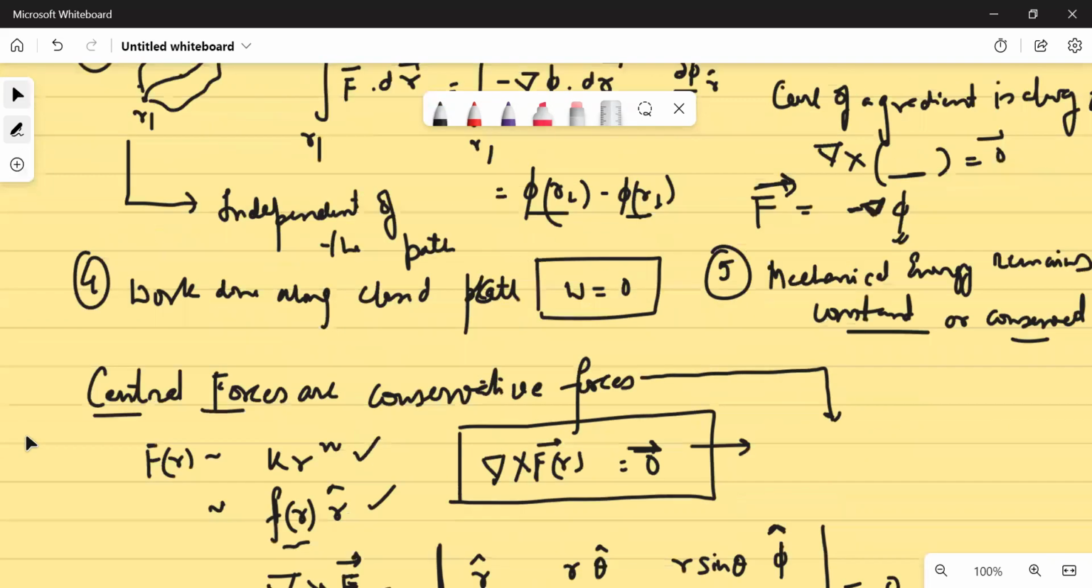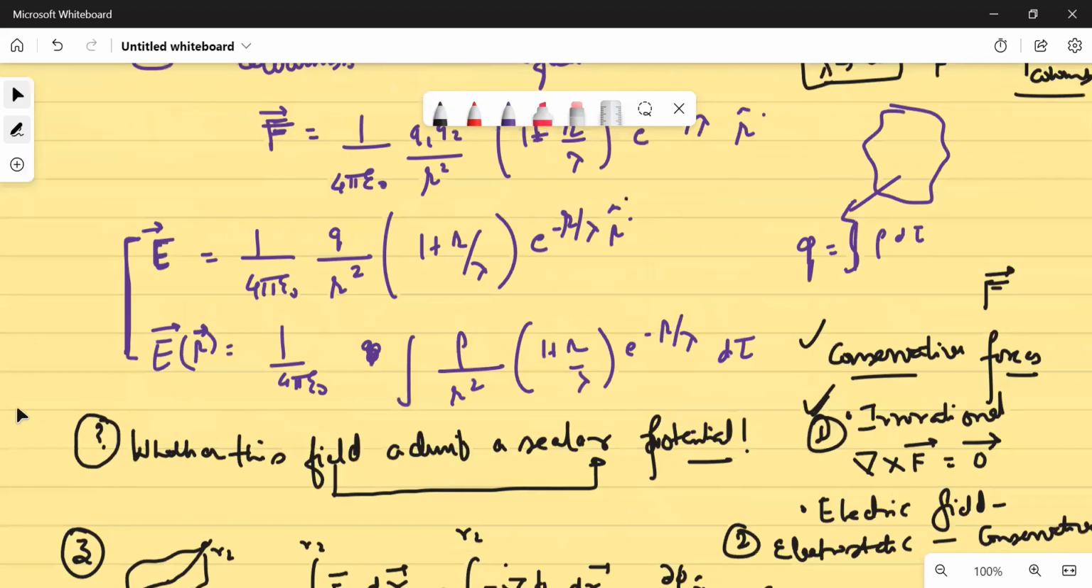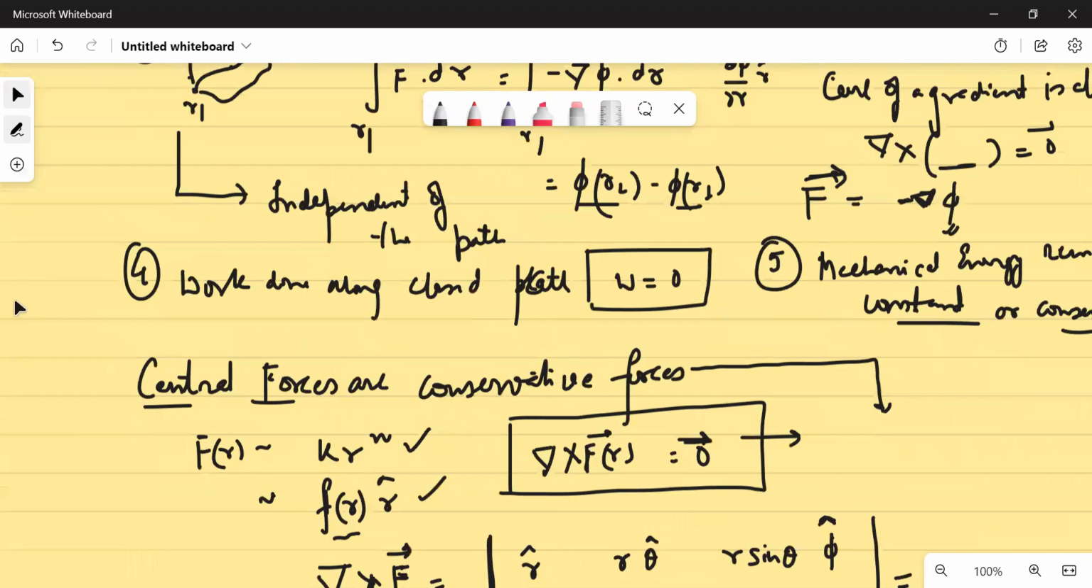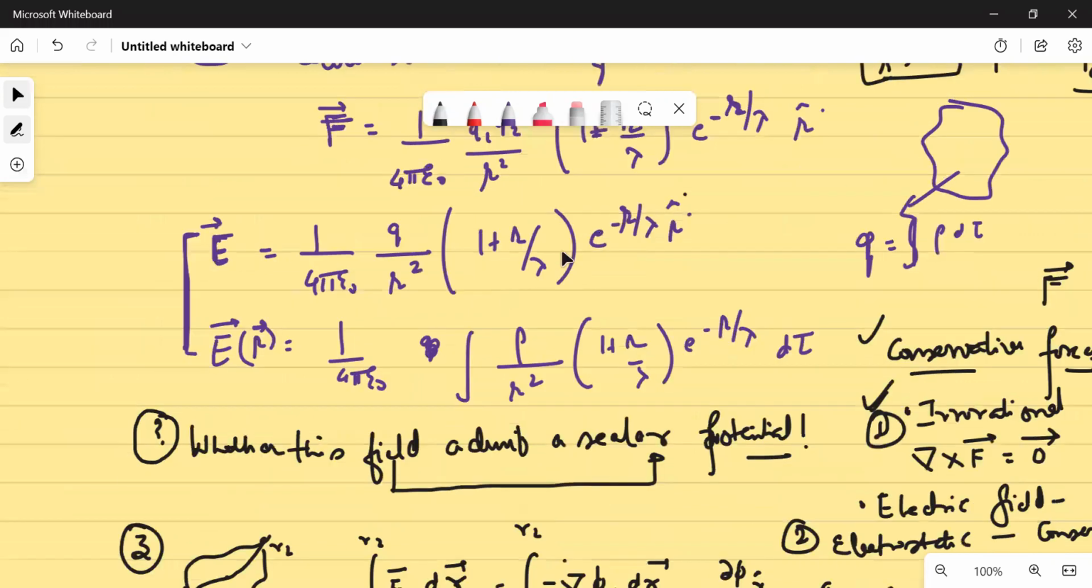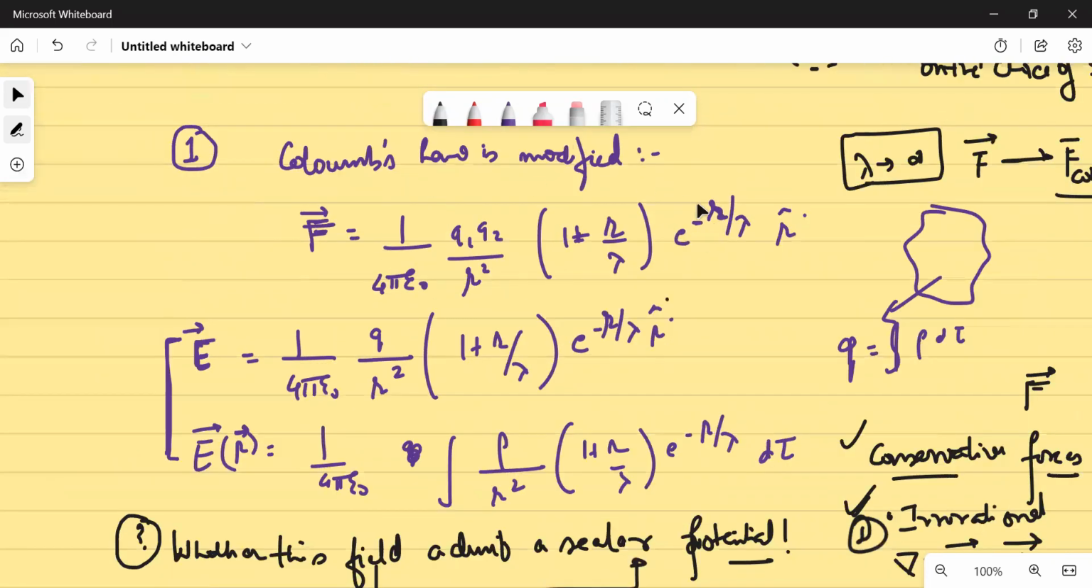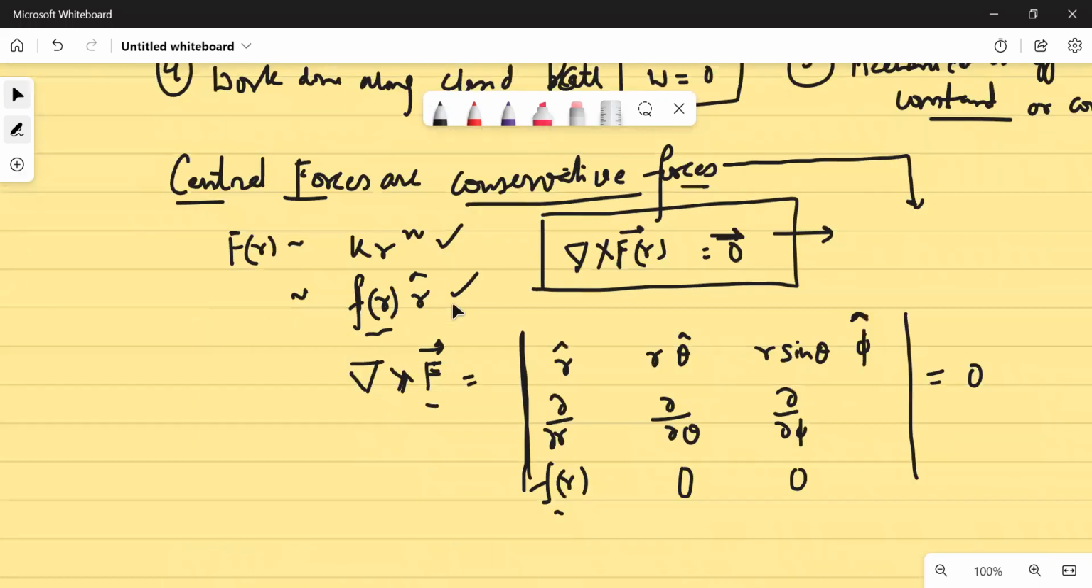So understand that this particular force, which I have written all above, entirely depends on r. Since it entirely depends on r, it is a central force. And if it is a central force, then understand that this is a conservative force also. And you can see that otherwise also, if I encapsulate this entire thing by writing that this is some function of r, f(r), then I know that del cross F would be 0.